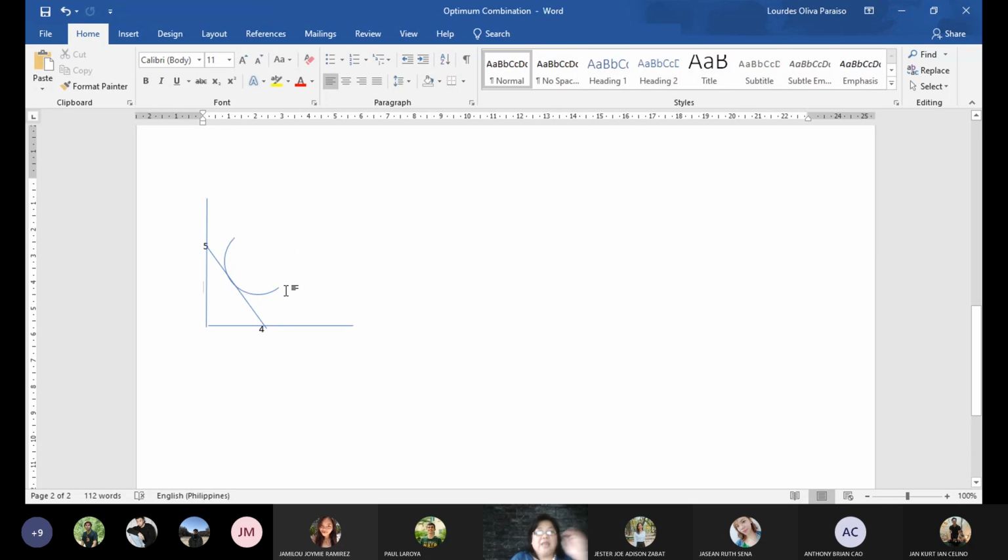Okay. Ito yung tinatawag nating indifference curve. So, how do you call that again? This is your indifference curve. Indifference curve. Okay? So, what is this one? How about this one? What do you call this one?